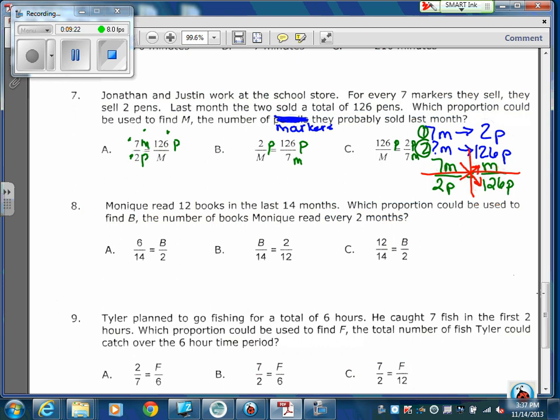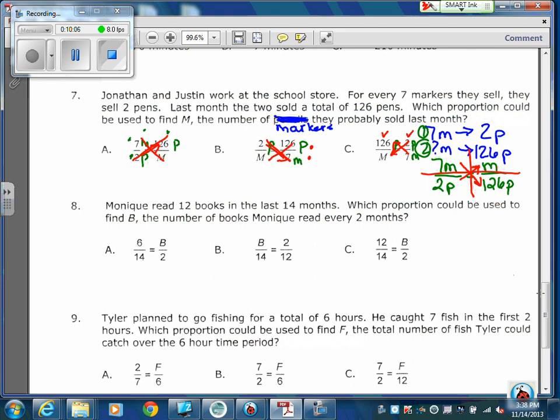So let's go back to A, even though we don't agree with the labels as much. Let's just verify. We said that 2 should be across from our missing number. Well, it's not. 2 is across from 126. That's not set up correctly. Go to B. Our labels look good, but we need to verify. 2 should be set up across from the missing number, and it's not. The problem was their ratio of markers to pens said for every 7 markers, they had 126 pens, and that's not true. So the way they set it up was incorrect. C: 2 should be across from the missing number, and it is. 7 should be across from 126, and it is.